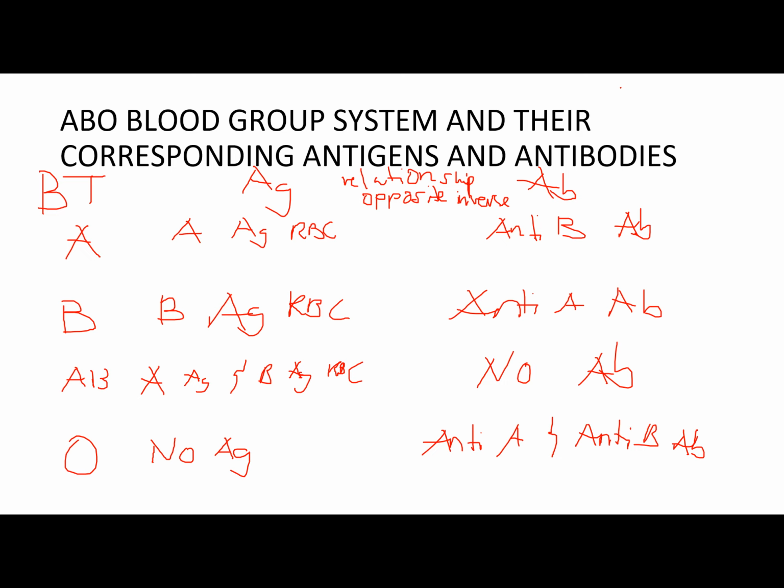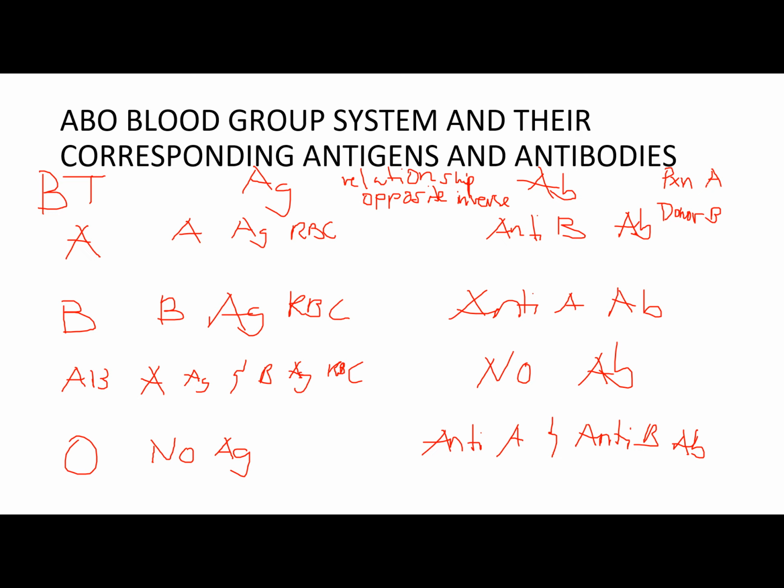Now, let's talk about your cross matching, because your alloantigens are important in blood transfusion, specifically for cross matching. Now, let's say, class, your patient requires a blood transfusion. He needs blood to survive. The patient, class, is blood type A. The donor, class, would be blood type B.